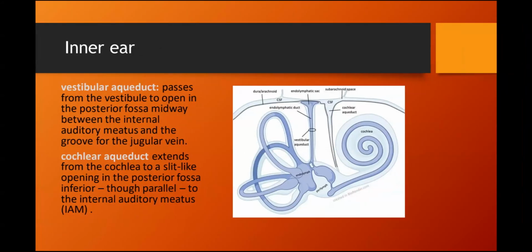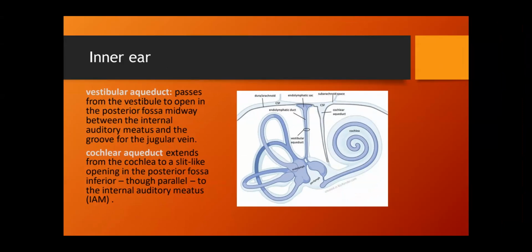In the inner ear, we have two ducts. A simple duct, which is the cochlear aqueduct, and a more complex duct, which is the vestibular aqueduct, both of which open in the posterior fossa. The vestibular aqueduct opens midway between the internal auditory meatus and the groove for the jugular vein, while the cochlear aqueduct opens inferiorly, just parallel to the internal auditory meatus.